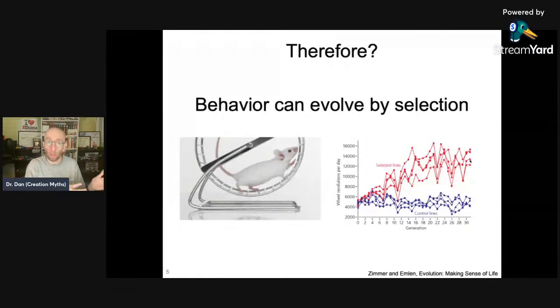And the fact that you can do this means there must be a genetic basis for this behavior. There are some alleles that you're selecting for that are promoting higher levels of activity in those selected lines. Okay, so we can select for behavior. That's the idea that I want to get here. There are some behaviors we can actively select for.